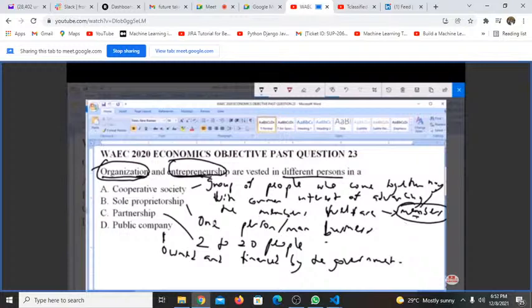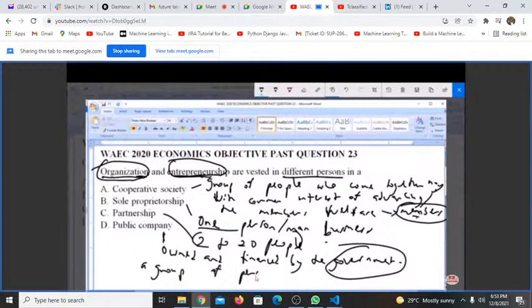Now, sole proprietorship is obviously owned and operated by one person, so everything is run by one person. Now, the same thing goes for partnership. This same group of people are responsible for the organization and entrepreneurship. However, in a public company, it is owned by the government, but in terms of the entrepreneurship or the management, a group of persons are appointed for the management. So it is not the same as the government who owns or who is responsible for the organization of the business. So option D, public company, is the correct answer to this question.